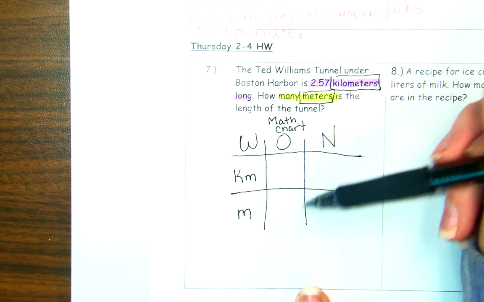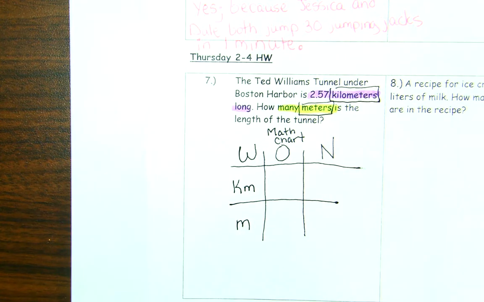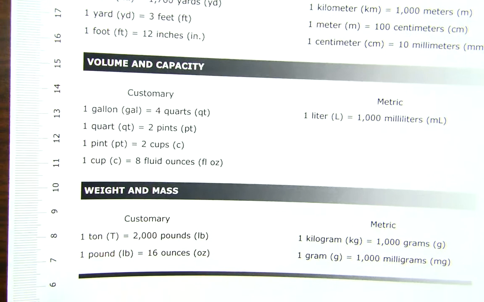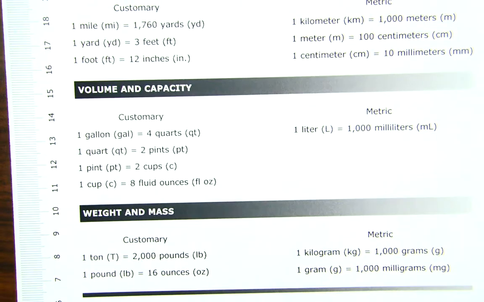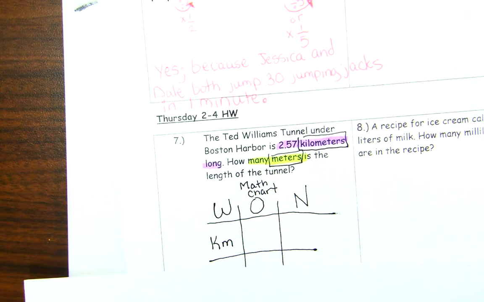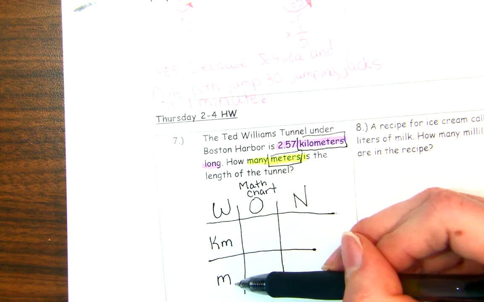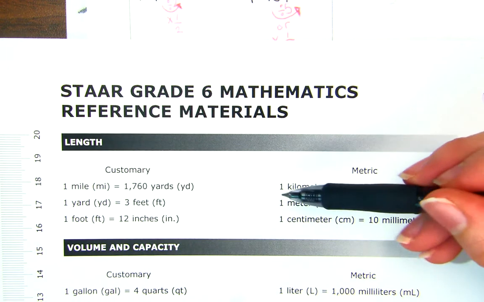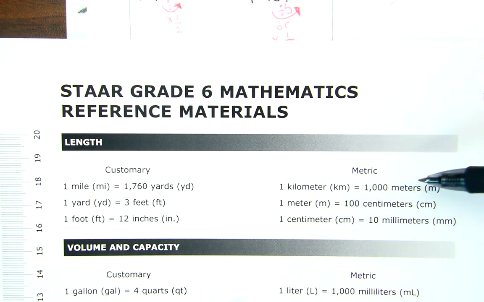Now, to get our original information, we need to look at our math chart. It's a useful tool. We need to use it. You're not expected to memorize this information. You're expected to know where to look it up. So, I'm going to put my math chart to where you can see it. I'm going to see if I can find kilometers with meters, and I double check my labels. I see that I'm looking for K, M, and M. And on my math chart right up here on the metric side, I see 1 kilometer is equivalent to 1,000 meters.